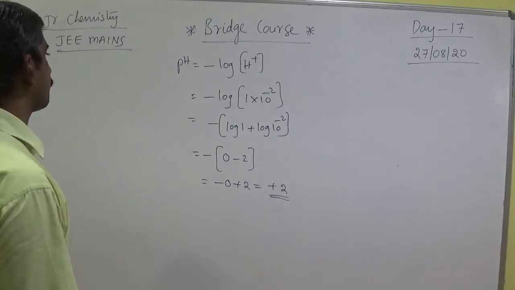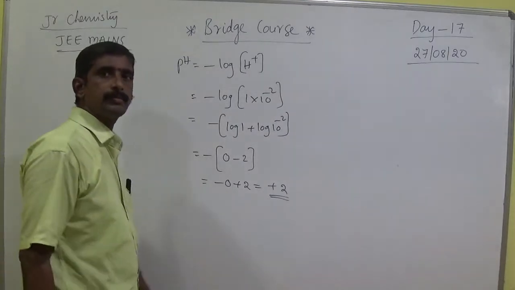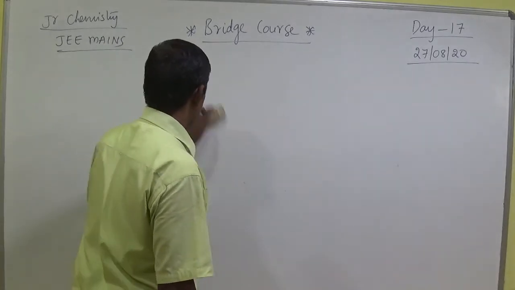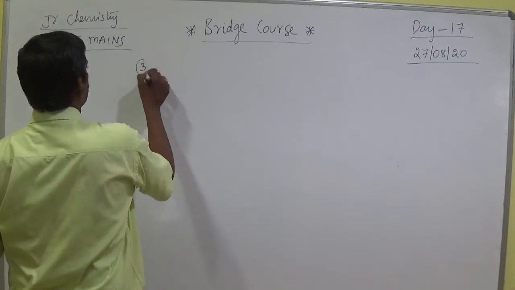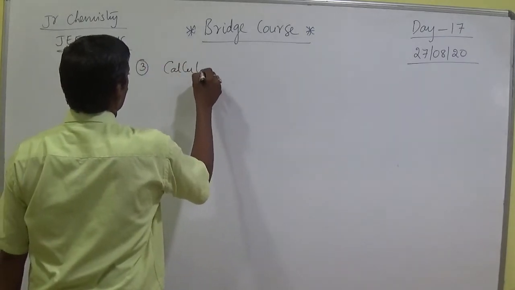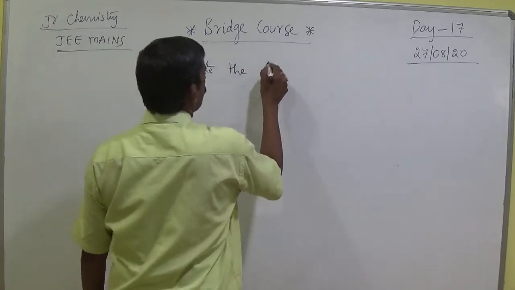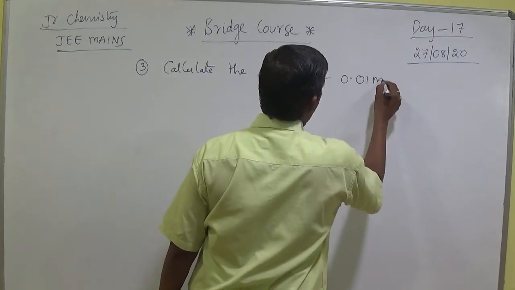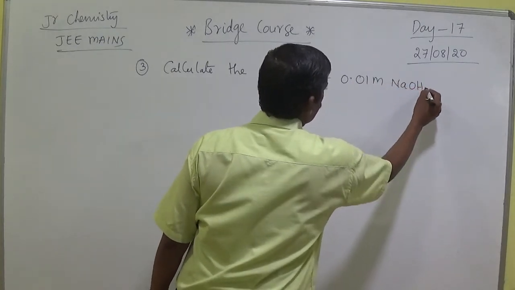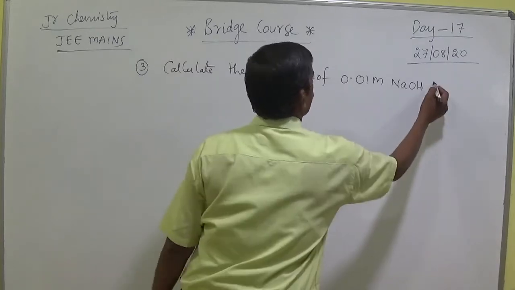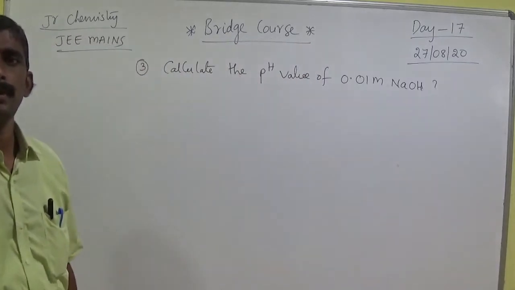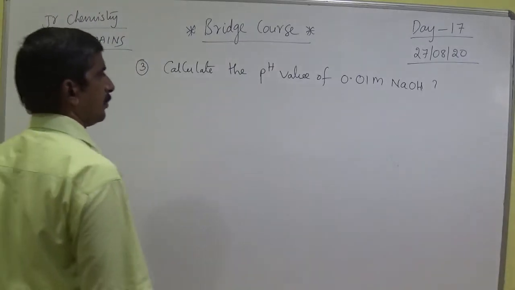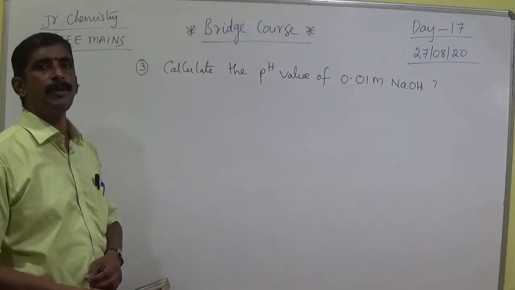Next, another one, problem number 3. Calculate the pH value of 0.01 molar NaOH. NaOH, sodium hydroxide. Here a base is given. In the previous two problems I gave only acids, but here a base. Here, base means how can we calculate pH?